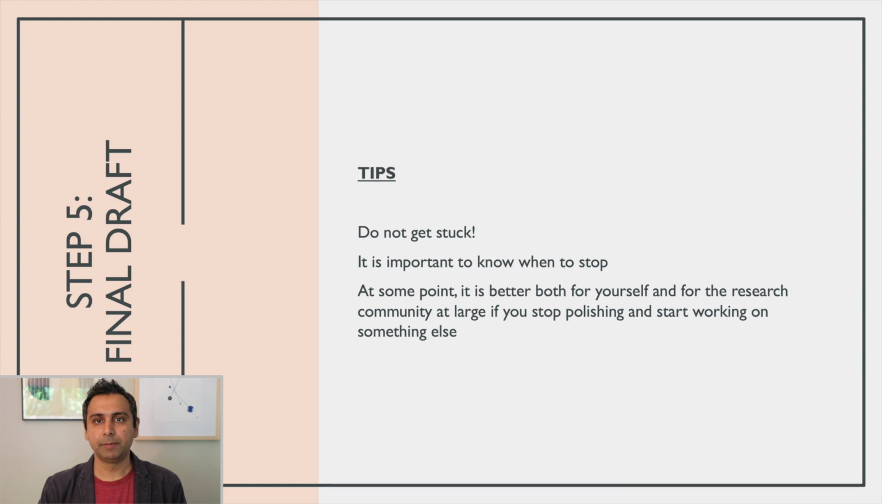Okay, so let's talk about some tips for step 5, the final draft of the paper. The biggest tip is really don't get stuck. It's important to know when to stop polishing or when things on your wish list maybe should be saved for another paper or for another research project. Because at some point it's much better if you just get this paper out and let other people read it and understand it and benefit from all the things that you've contributed, and then you move on to the next thing and to the next big result, versus you spending all your time holding onto this paper and polishing it over and over again.